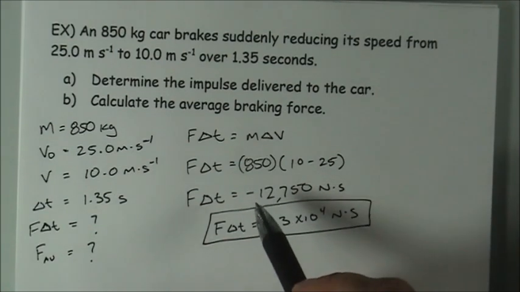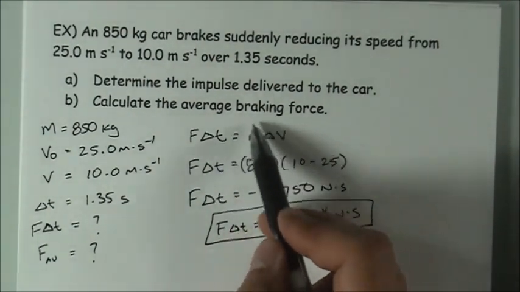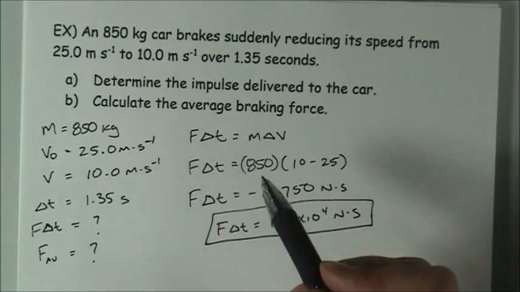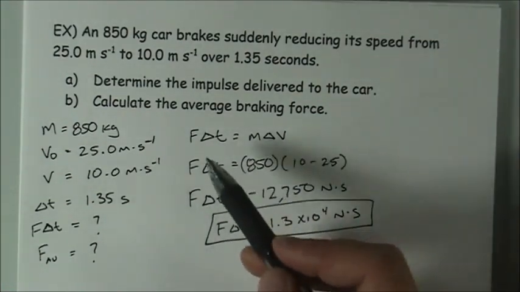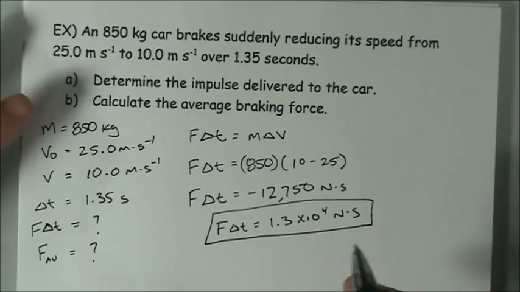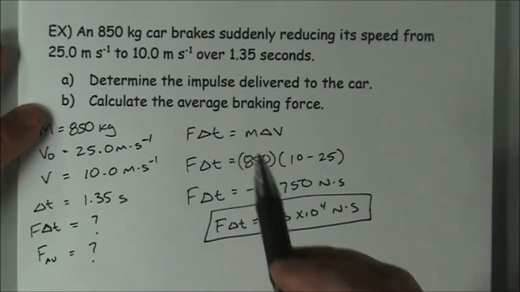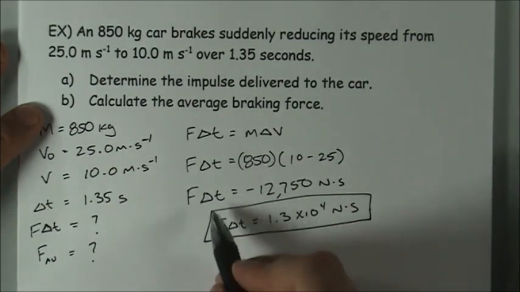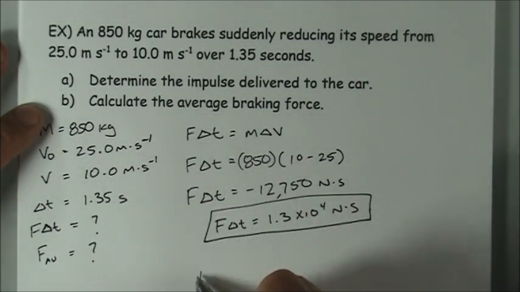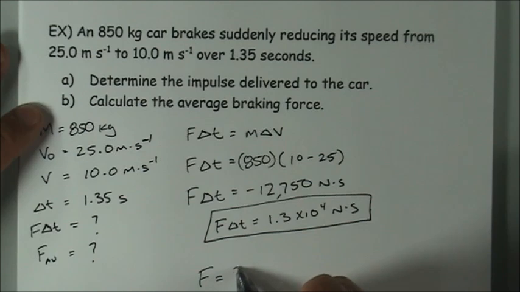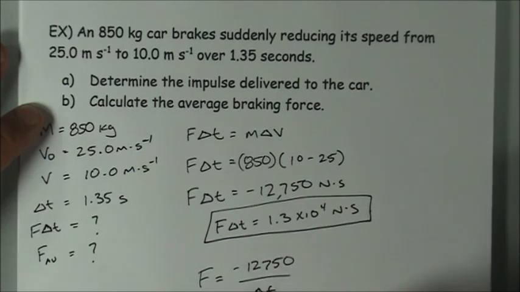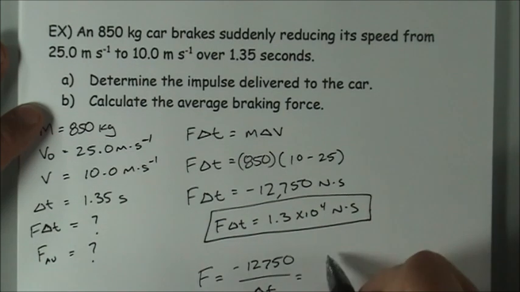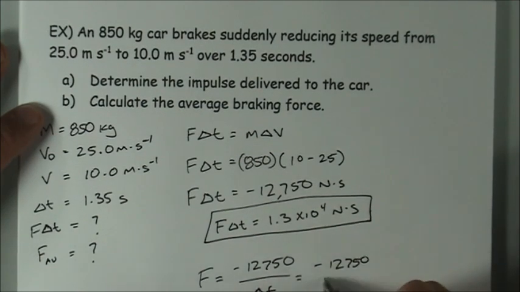A little bit higher level and something where you have to show your understanding of the equivalence between impulse and the change in momentum, or the idea that the impulse is what causes the change in the momentum of a car. So now that I have this information, I can calculate the average braking force, because I can just simply go to this statement right here and see that F delta t would be equal to minus 12,750, so F equals minus 12,750 divided by delta t, just doing the algebra. So minus 12,750 divided by, the time was 1.35.